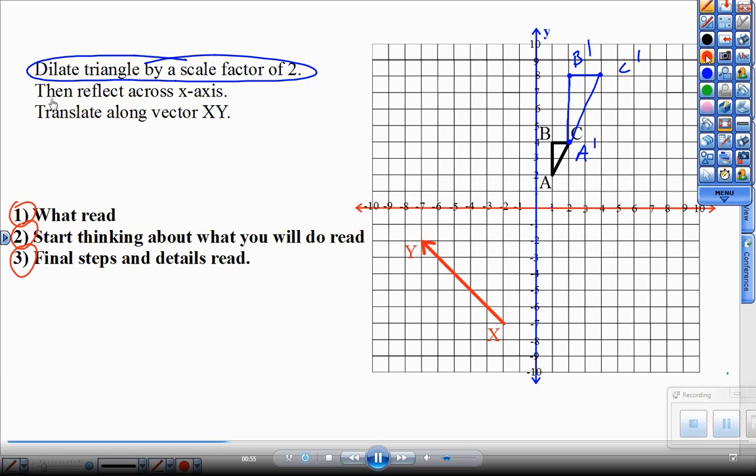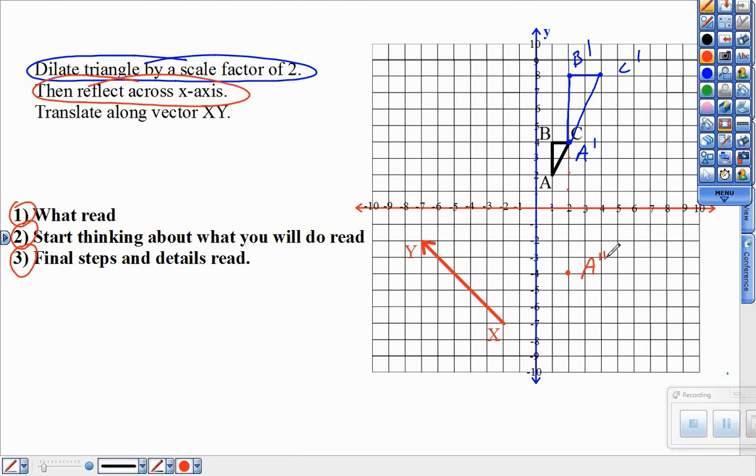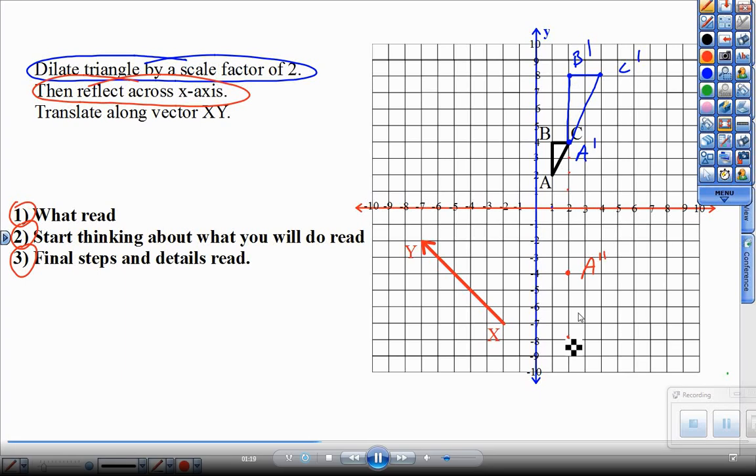Next, reflect across this x-axis, which is this red line. So that means I'm going to flip this across this line. Every point is going to be the same distance above that line that I'm reflecting as below that line. So A prime is 4 boxes above, A double prime 4 boxes below that line of reflection. B prime is 8 above, the new B double prime is 8 boxes below.